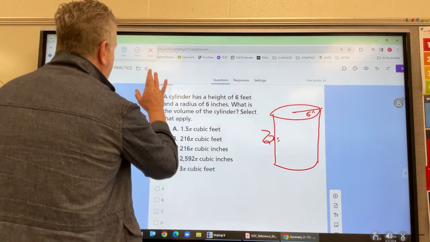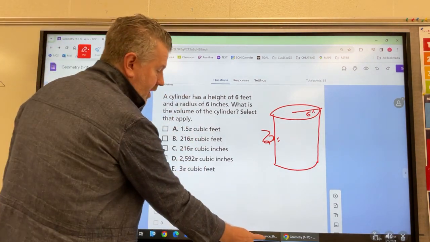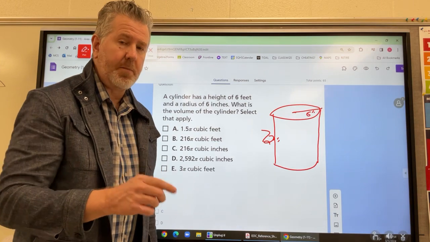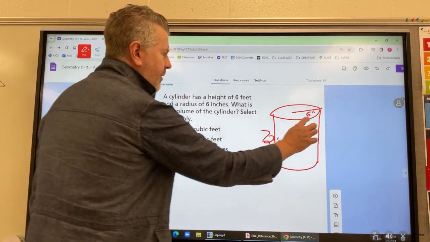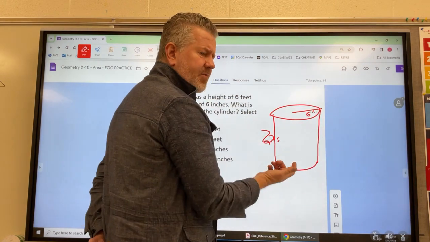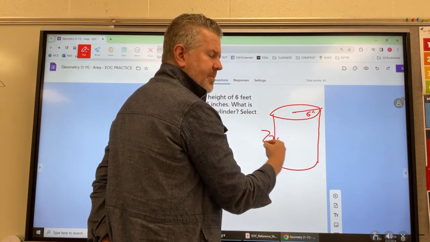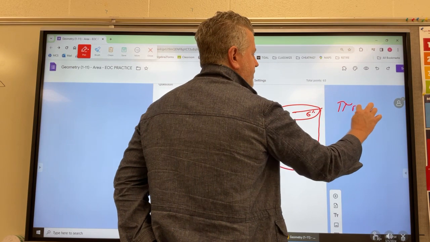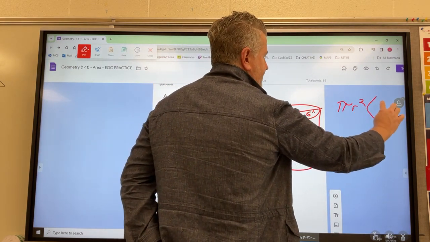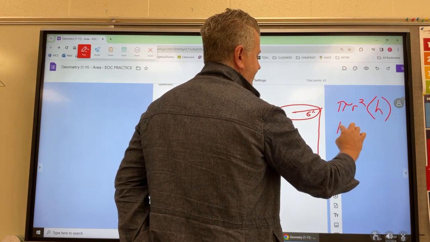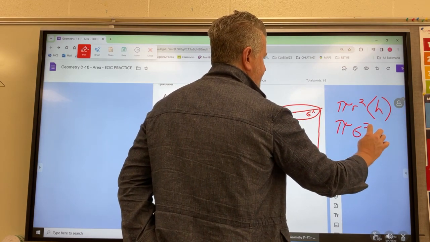If we go back to our EOC reference sheet, which will be there, the volume of a cylinder is on there. The volume of the cylinder is the same as a regular prism, it's just that your base happens to be a circle. So pi r squared is the area of a circle, there's your base, times the height. The height is, in this case, 72, so we're going to plug all this in.